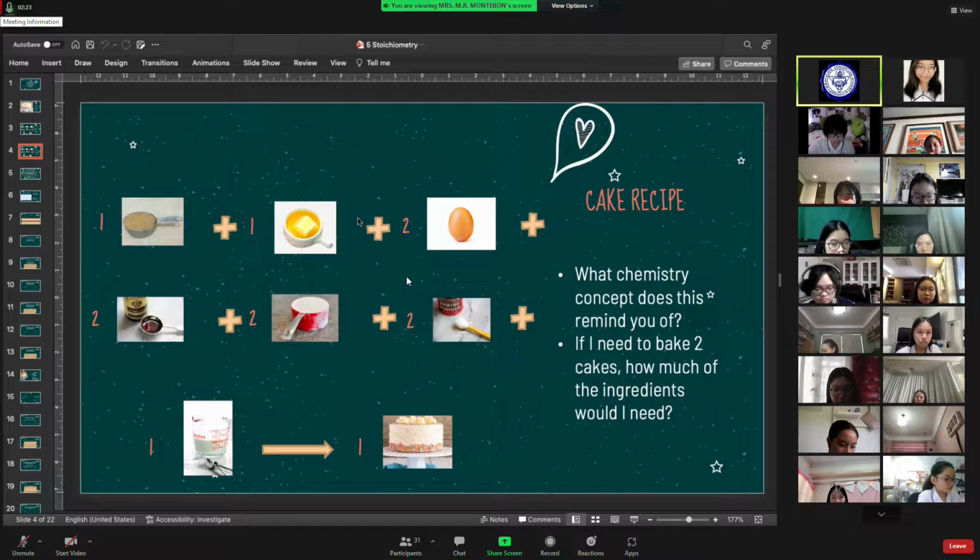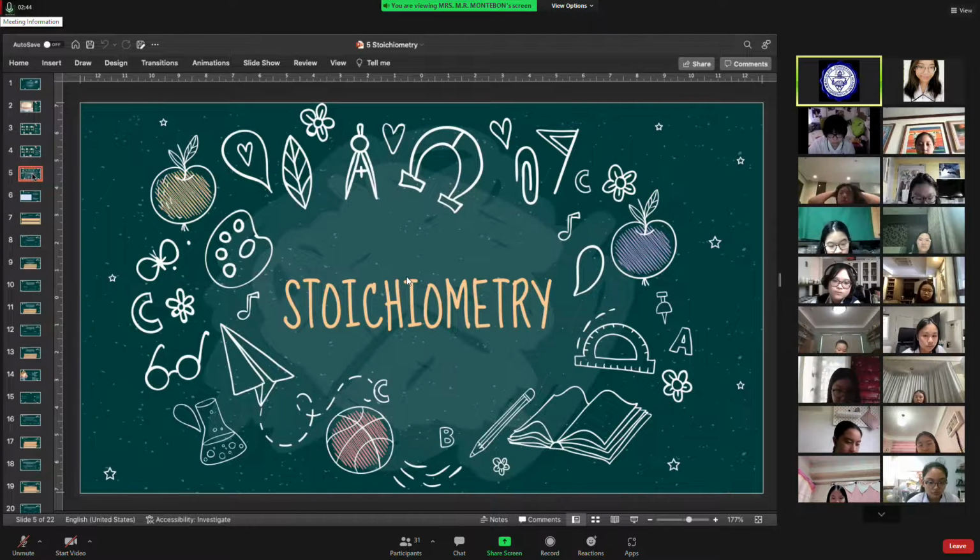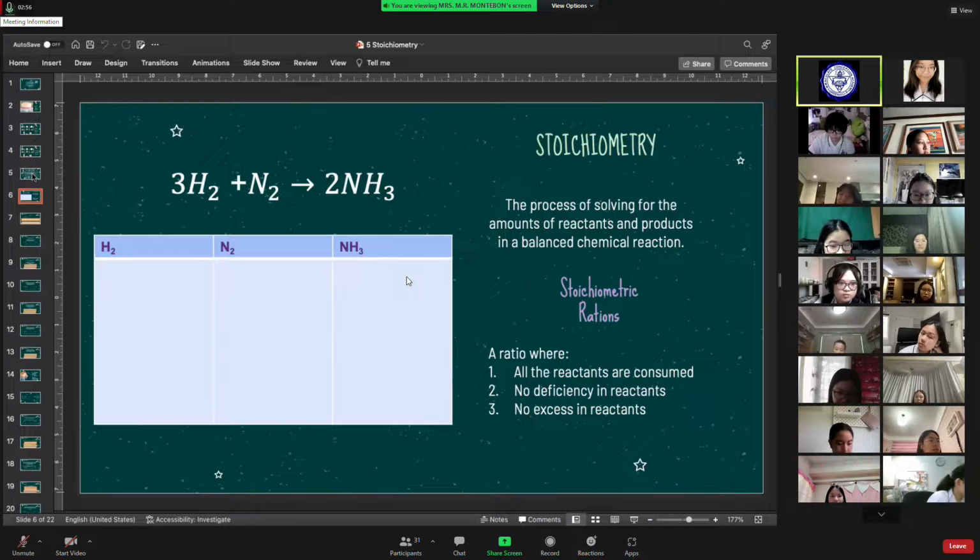So technically, if we will be relating this concept of multiplying the amount of the ingredients into two, let's say, for you to be able to bake 2 cakes, we can relate it, no, to what's happening in chemical reactions, and that is technically called stoichiometry. Okay, so just like the question or the scenario a while ago in baking a cake, when you say stoichiometry, this is the process of solving for the amounts of reactants and products in a balanced chemical reaction.